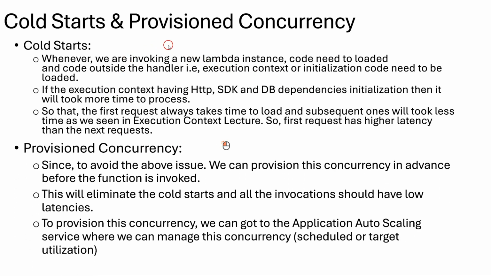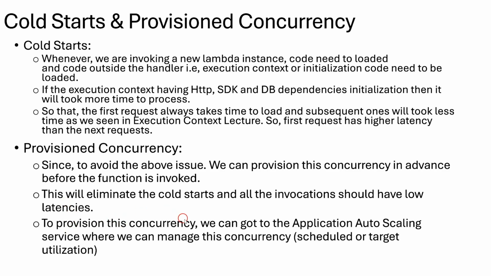To eliminate this issue, we need to use provisioned concurrency. What was the above issue? The cold starts. We can provision this concurrency in advance, before the function is invoked. That means before invocation of our Lambda function, we make that function provisioned with concurrency. So the Lambda function won't take that much time for initialization. Before invocation itself, it will execute the Lambda execution context and store it, so that the first request will also be executed with low latency. This eliminates the cold starts, and all invocations, including the first one, have low latency.